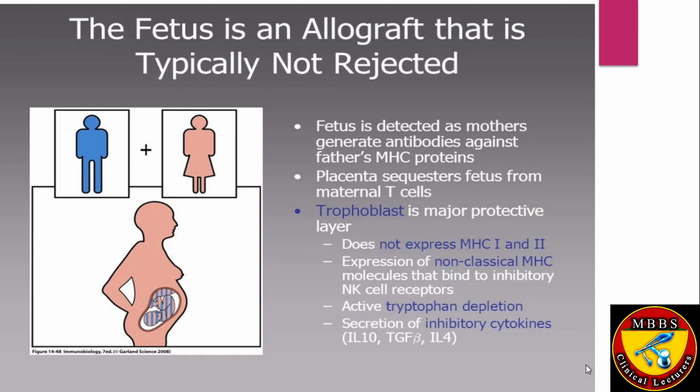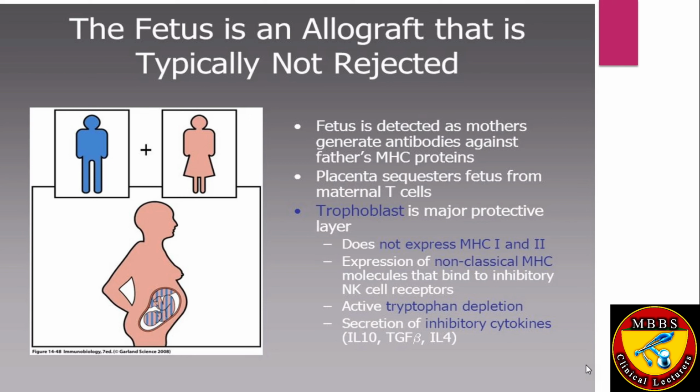But now the question comes: why is the fetus, the developing embryo in the womb of a woman, not rejected, although this is also an allograft? Why is it an allograft? Because the baby has genes inherited from the father as well as the mother, but still the body is not rejecting that graft. So there are different possibilities. One is that the mother forms antibodies against the foreign paternal MHC proteins, so the mother is not exposed to the fetal antigen.